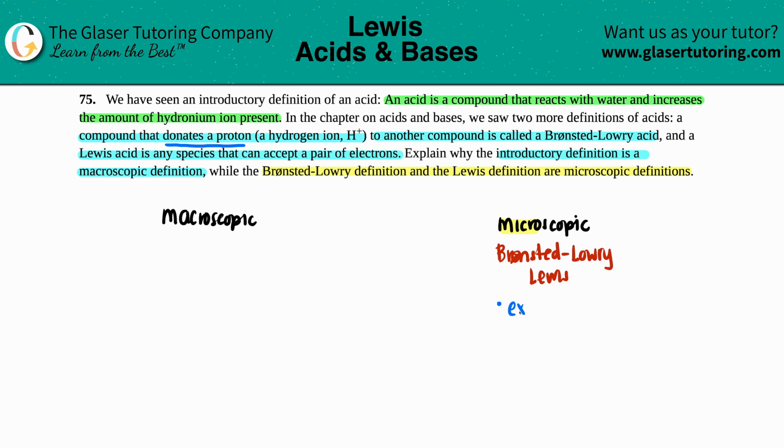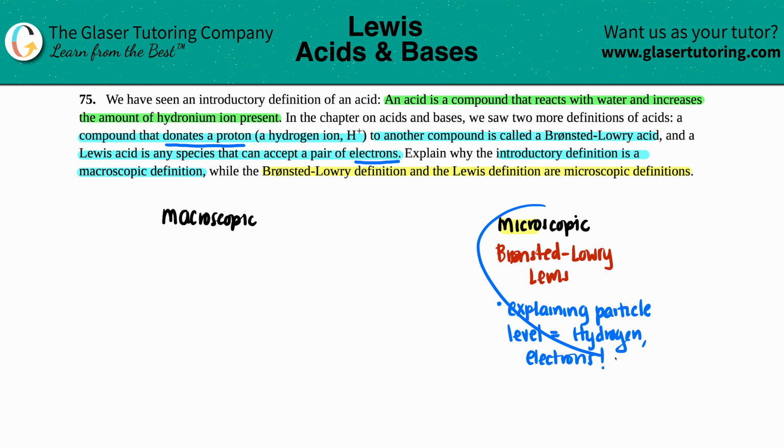This is explaining at the particle level, the level that we can't basically see with the human eye. We're talking about hydrogens. So we're literally talking about an element. We can never see an element with our human eyes, right? And the Lewis part is accepting a pair of electrons. So that's like a subatomic particle. We can't see those. So that's why Bronsted-Lowry and Lewis would be in the microscopic section, because they're identifying what's going on at the deeper level. We're talking about literally hydrogens and electrons.